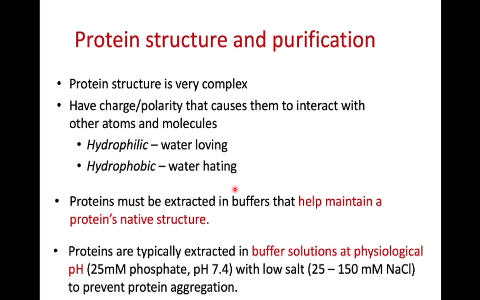So how do we do this? Proteins are actually typically extracted in buffers that are at physiological pH. So normally we use a buffer of 25 millimolar phosphate at pH 7.4, which has a low salt concentration, anything between 25 and 150 millimolar sodium chloride. Now these conditions help to prevent something called protein aggregation. So we discovered that in the first semester when we were looking at protein aggregation in one of the practicals. And protein aggregation is actually a bottleneck of protein purification.